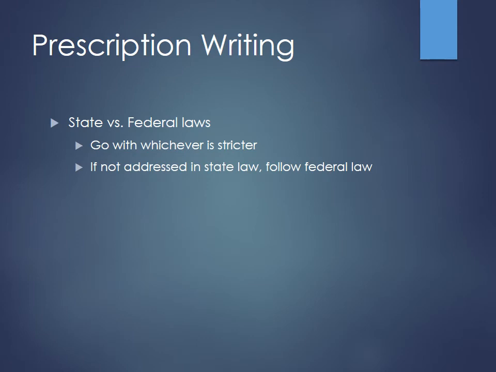But it's important to know that there are some differences between state and federal laws, and obviously if you go to practice in another state, you may find some of this varies, but we're only going over Florida and federal laws. Typically, if there are inconsistencies between state and federal, you go with whichever one is more strict. Federal says you can write for 6 months of this drug, but the state says you can only write for 3, you only write for 3, because that's the one you're more beholden to. And if it's not addressed in state law, then you fall back on the federal law. If the feds say do this and the state says nothing about it, then you're fine to go with that.